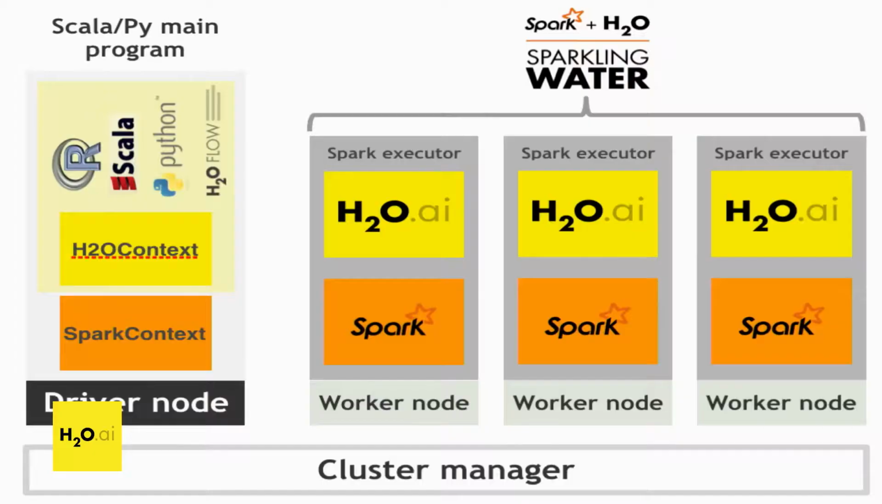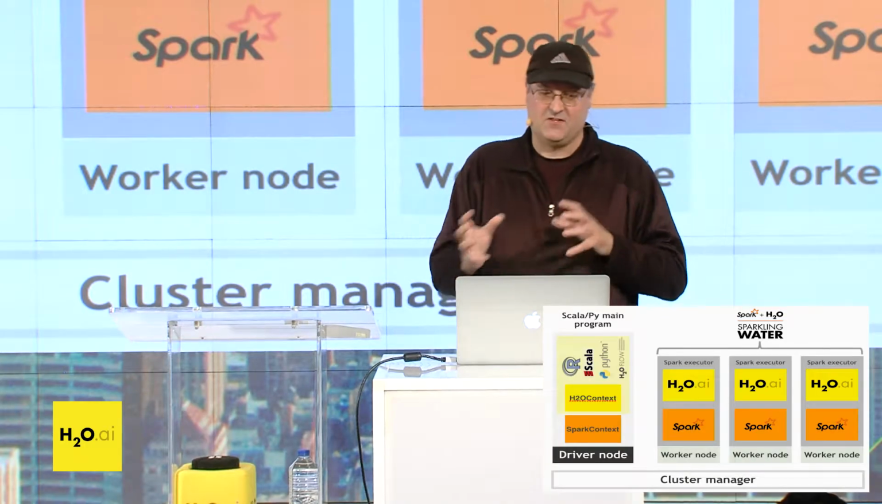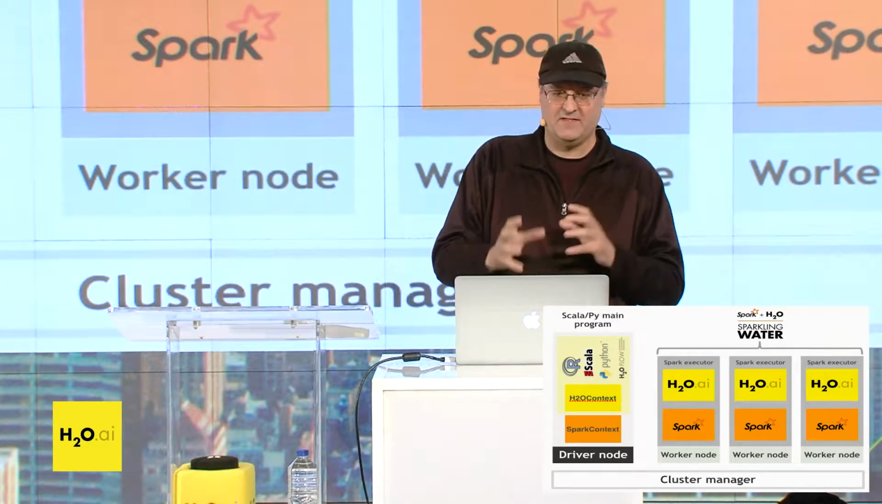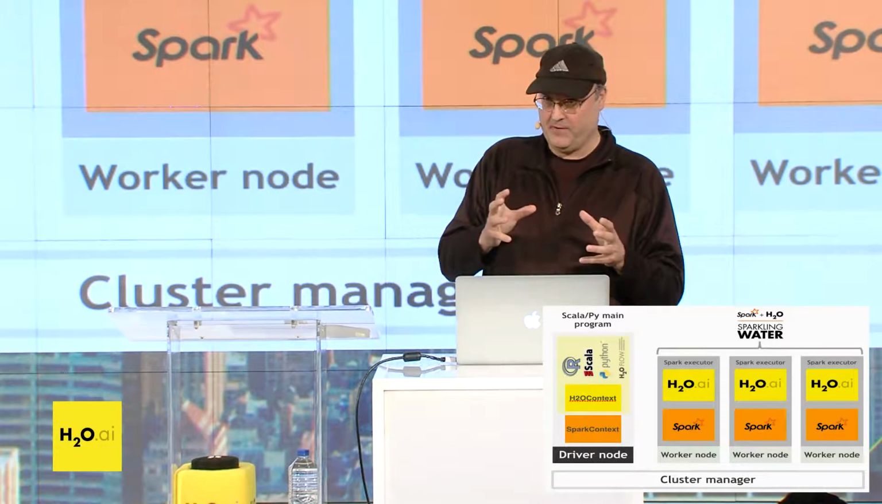Here's a diagram of what the pre-2.0 world looks like, and the post-2.0 world also looks like this, but it has an additional option, which I'll talk about. You can see there are Spark executors forming the actual workers, and in each of those executors, you've got an H2O block and a Spark block that can work side by side to do your machine learning and data munging. This is all driven by a driver program, that single Scala program or Python program.